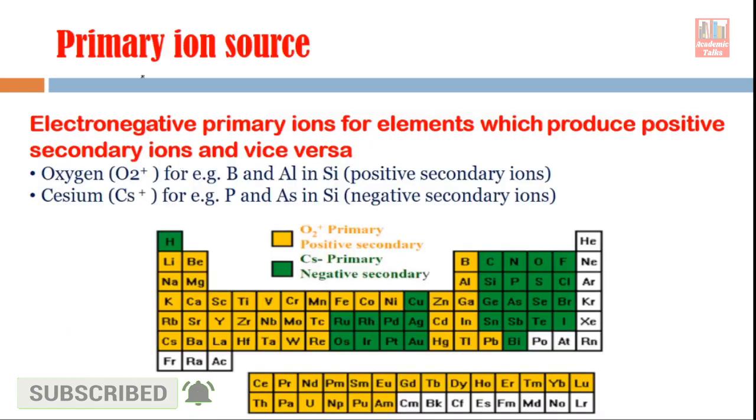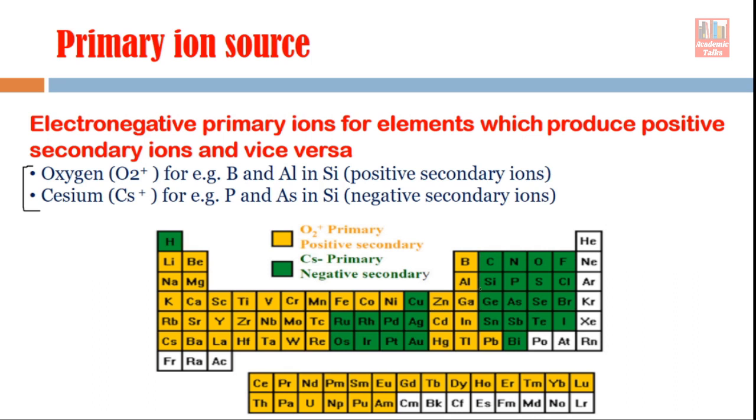If we talk about the primary ion source, you can see, the two choices are there. We can use oxygen ions or we can use cesium ions. These are the most popular primary ion sources in case of SIMS. Now you can see here, the periodic table is given here. This periodic table shows all the elements and how much is the yield, or you can say what kind of primary source is suitable for this.